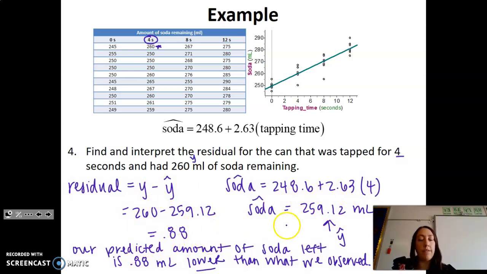So that is how we can find and interpret residuals. That is the end of 3.2. So you guys can go ahead and work on your 3.2a assignment in your textbook.